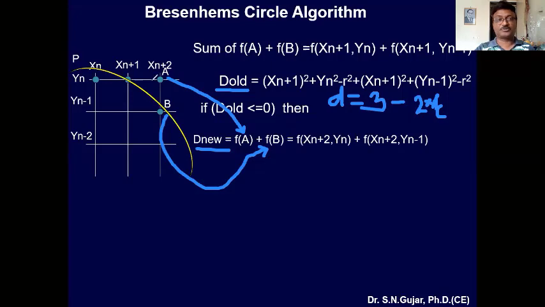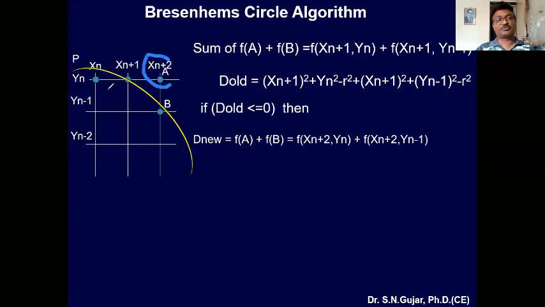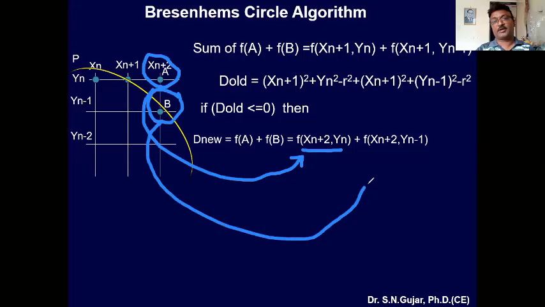See xn plus 2. Okay, xn plus 2, that means look at this point. What will be the value of this point? xn plus 2, yn. So these are the coordinates for this point. Now, what is the next point? xn plus 2, yn minus 1. So this is my b point. Everybody understood? This is my d new value because upcoming values are going to come.